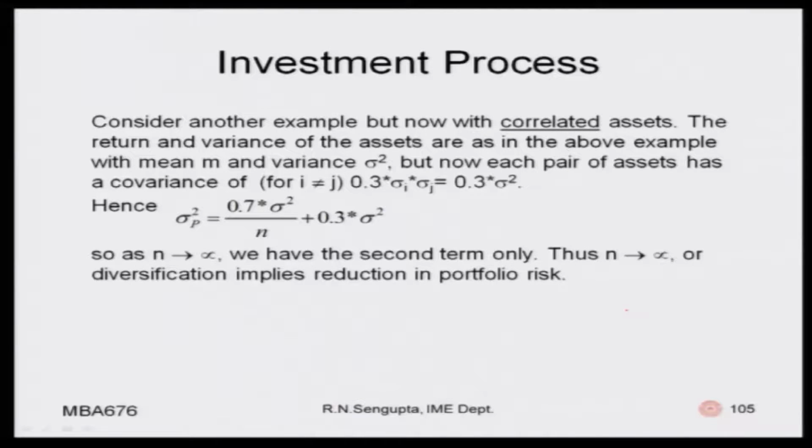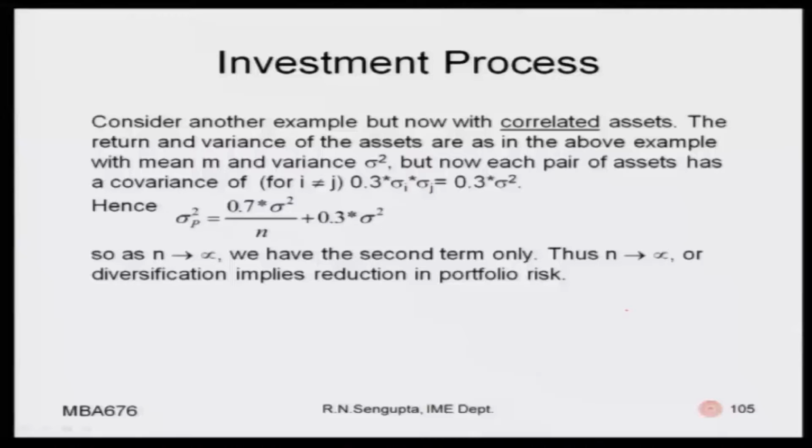Consider another example now with correlated assets. In the initial case you had uncorrelated assets; now consider correlated assets. With the sets of information you can find out that there would be a principal diagonal, which is the variances of each stock, plus there would be off-diagonal elements. So, obviously, if you expand the equation, now you have two terms.